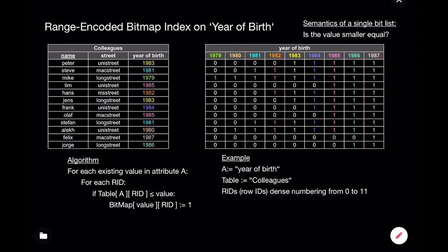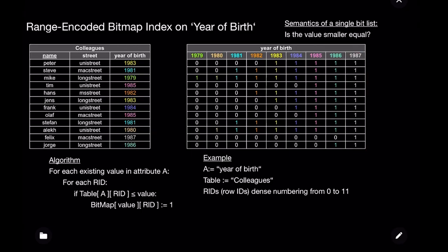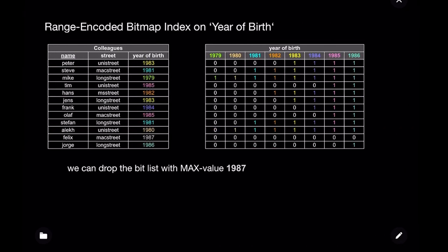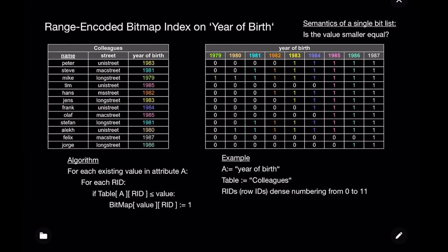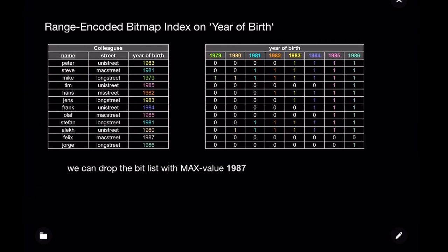All of the bits are set to 1 in this last column. That is the reason why, let's throw it away. That doesn't carry any information. For the biggest value, the answer to the question whether the value is smaller equal the biggest value is always true for each and every row. So you can throw away that bit list. Okay, that is what we end up with here.